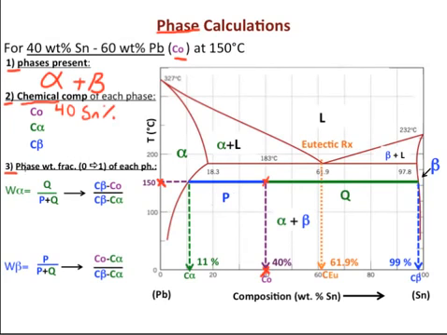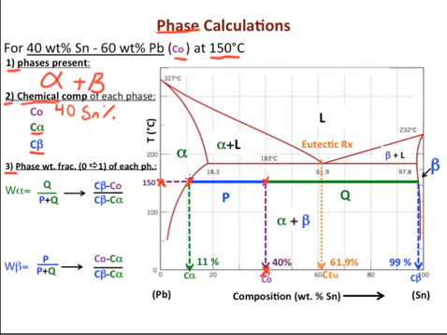Now we need to find our composition of alpha and composition of beta at our given temperature, 150 degrees. So, just like we did before with the eutectic temperature, we're going to find the composition of alpha by going over from the y-axis to this point right here, the solubility limit of tin in alpha at our given temperature, which will give us our composition of alpha in terms of tin.